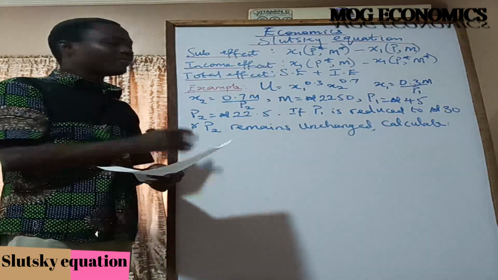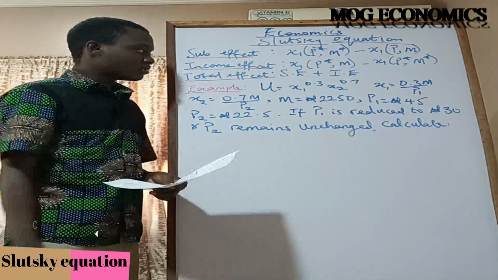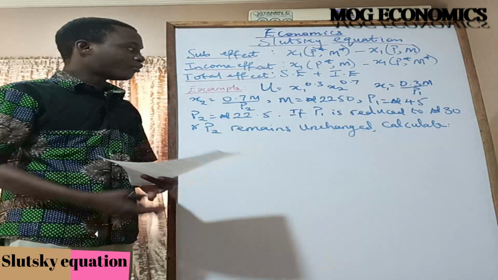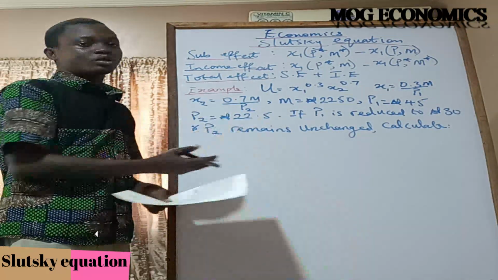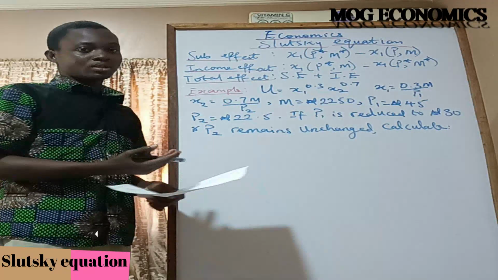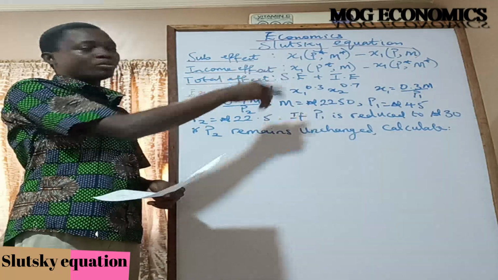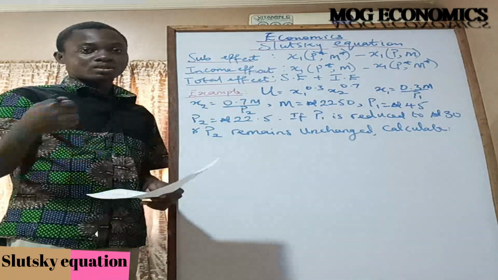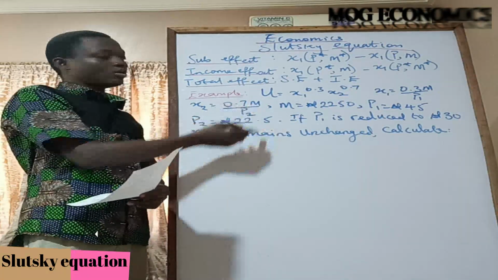So for example, we have a couple of questions here, and this is actually an exam question for a particular set of students. It is a 401 paper. Now, utility function U is a function of two goods, x1 raised to power 0.3, x2 raised to power 0.7. The demand function for x1 is 0.3 m over p1, where M is income and p1 is the price of good x1. Same thing for x2, 0.7 m over p2.